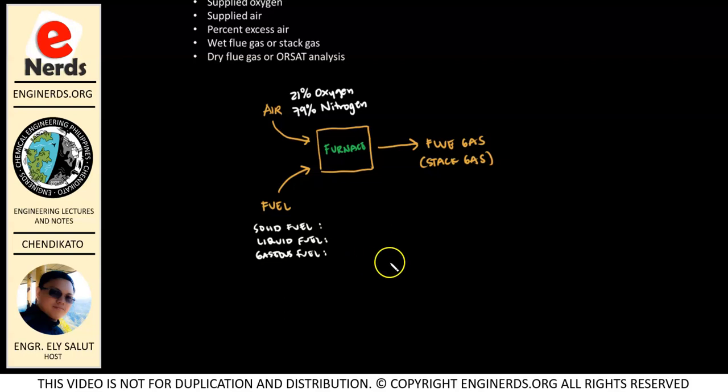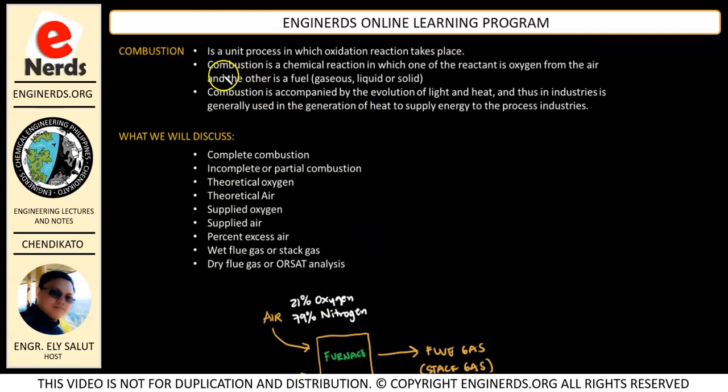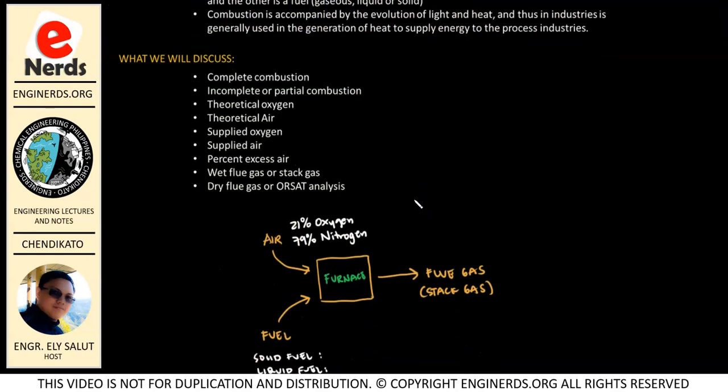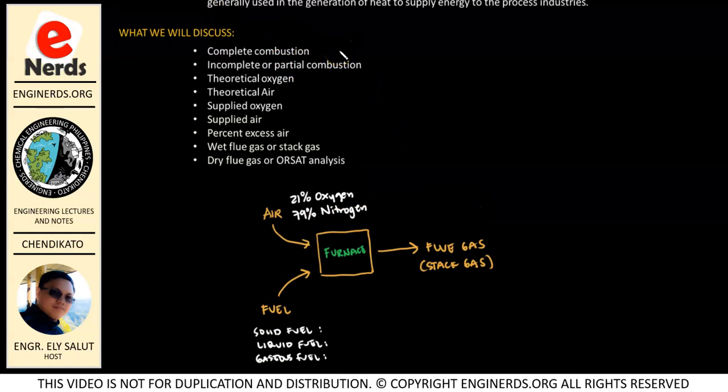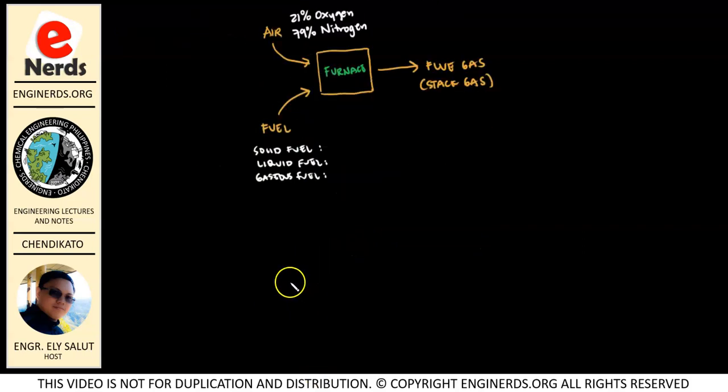Okay, so naipakita na natin ngayon yung mga sinasabi sa ating definition. No? Meron tayong dalawang reactant which is oxygen from the air and the other is a fuel which can be gaseous, liquid, or solid. Okay, now, so alam na natin that these are involved sa ating process of combustion. So ano yung tinatawag nating complete combustion? Well, the complete combustion of a fuel means that all of its combustible materials are gasified. Okay, so lahat ng combustible material natin dito sa ating fuel has been gasified or has been burned completely.